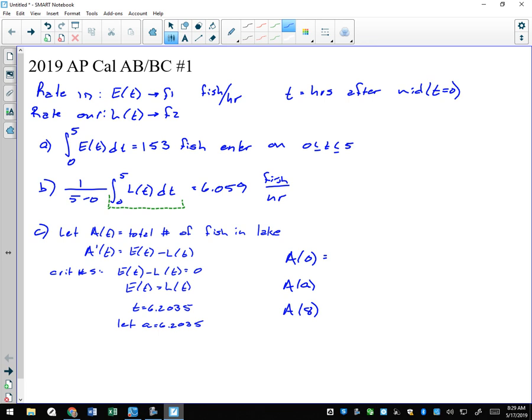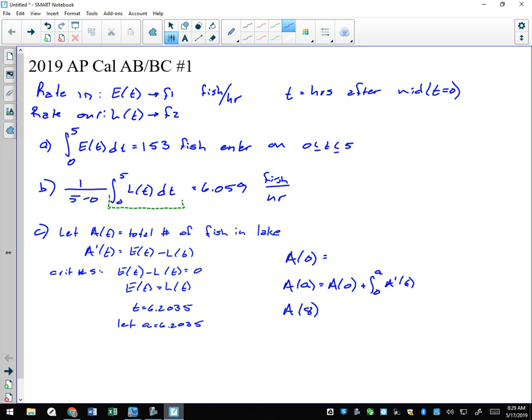Okay, we do not have an initial amount, which is changing my approach, because usually I'll start with my initial amount plus, like, A of my critical number A. I would do my initial amount plus the integral from 0 to A of my overall rate of change. The problem is we don't have an initial amount.